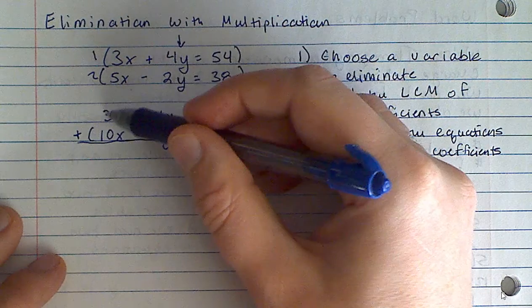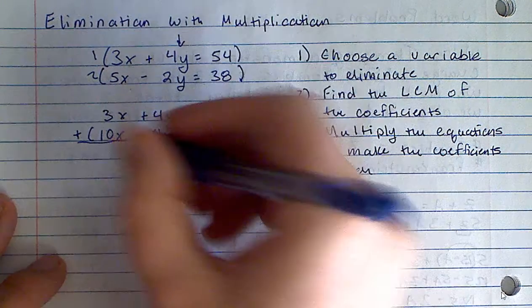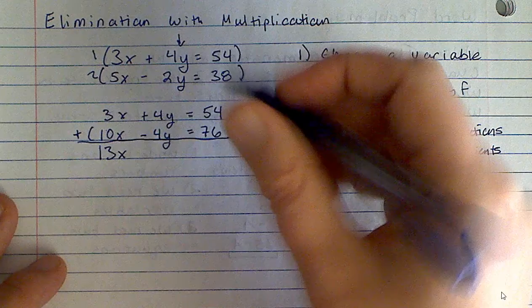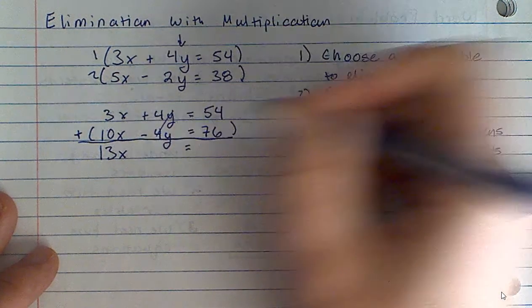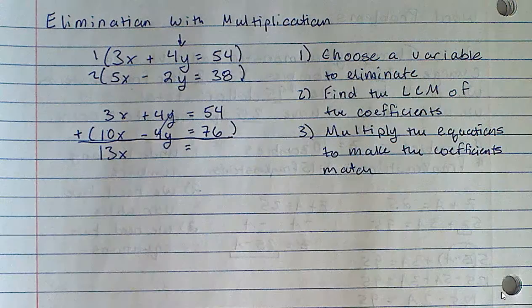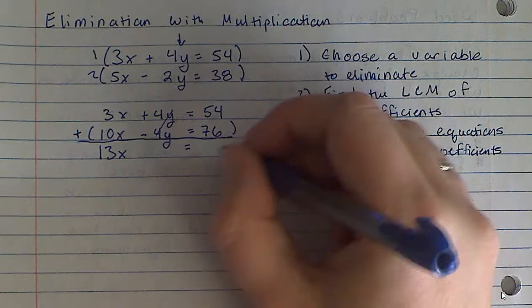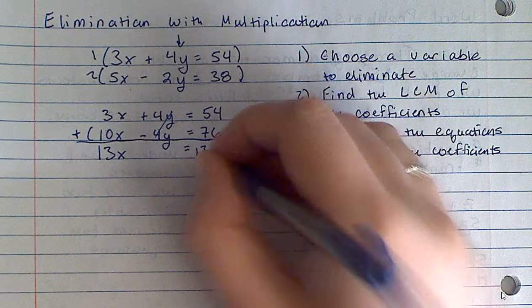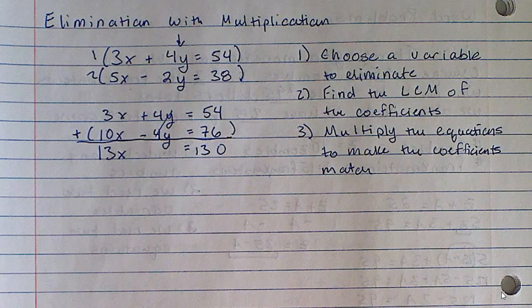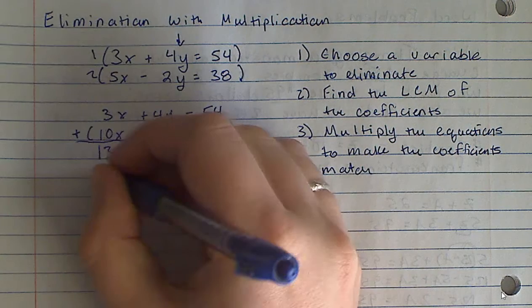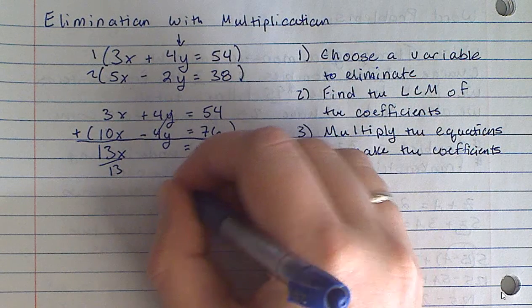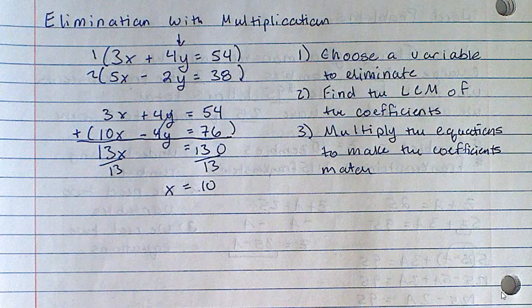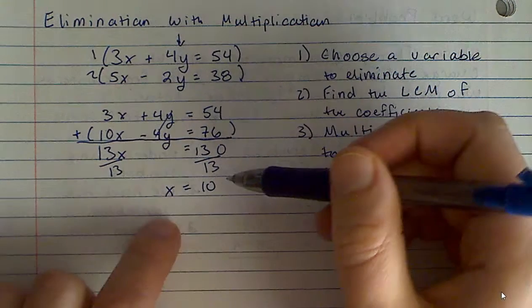3x plus 10x is how many x's? So I got 13x. The y's are going to cancel each other out, equal to, and now I've got to do 54 plus 76. So 4 plus 6 is, cool, 130. Divide both sides by 13, yep, and I do get that x equals 10. So divide by 13, x equals 10.